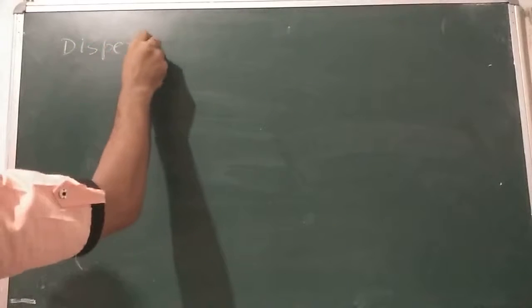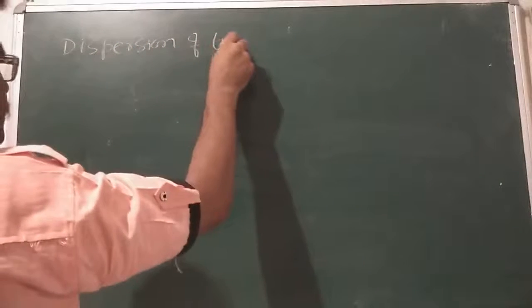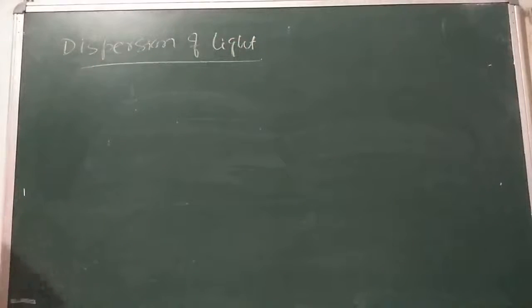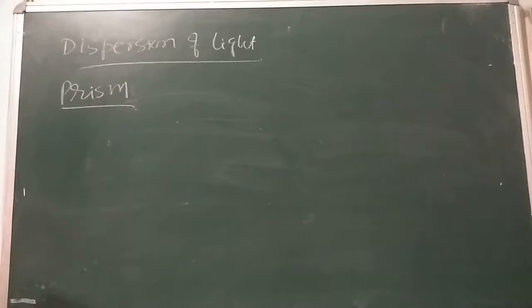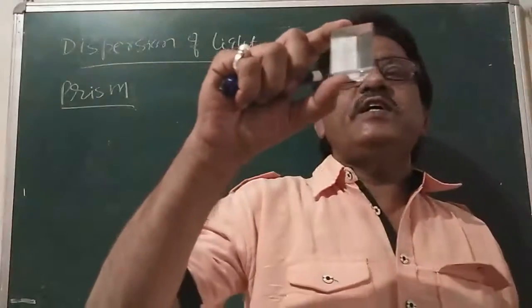What is dispersion of light? This new term I want to explain here. Dear children, for that I am taking a device called prism. Do you think that a prism may be of this shape? So dear children, you may see here, I want to show you. Here it is a prism.